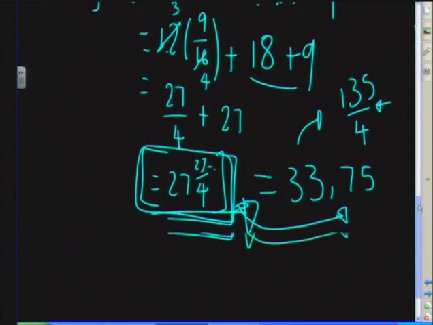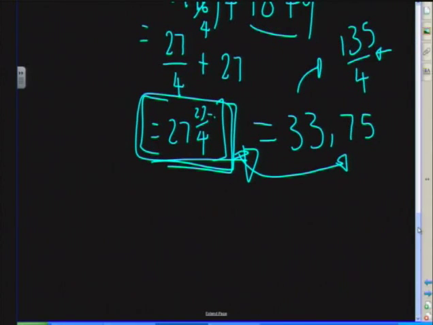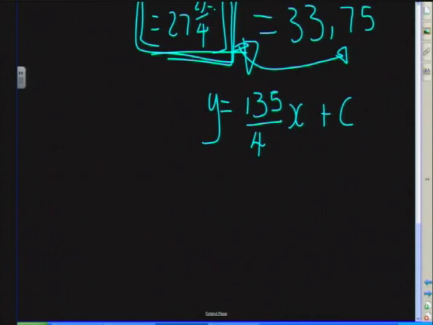Now that we've got the gradient, as nasty as it looks, it is the gradient of the straight line. So the gradient of the straight line is going to be 135/4, and then we times it by x and we add our c on. This is now the gradient of the straight line. We still need to find c.